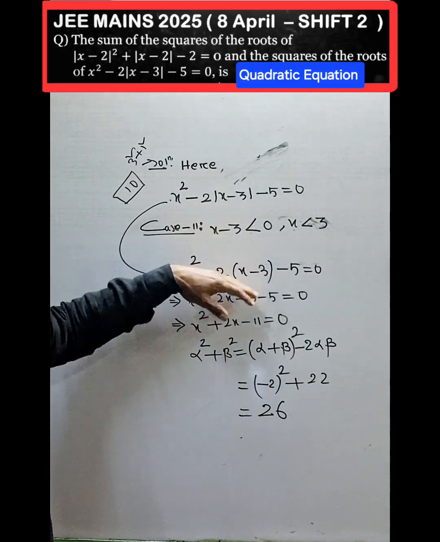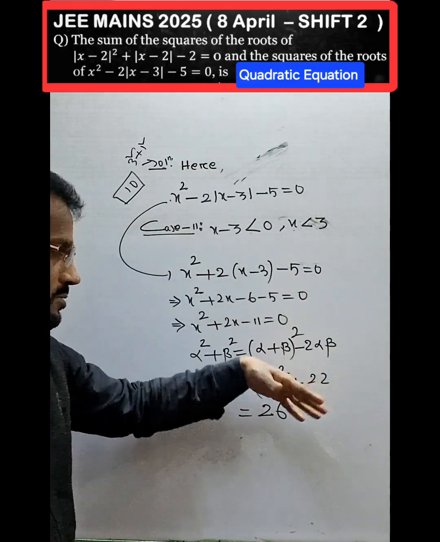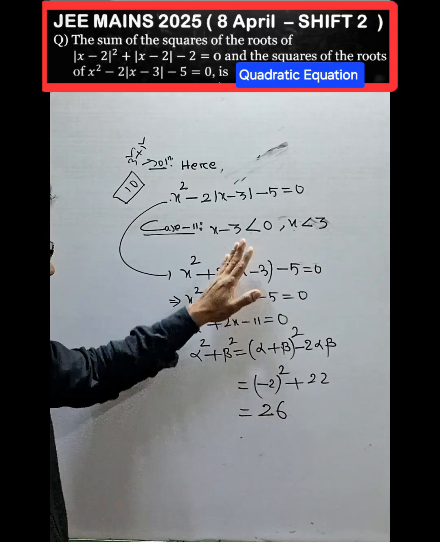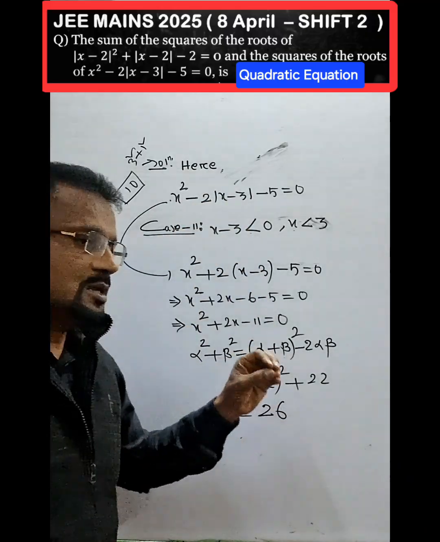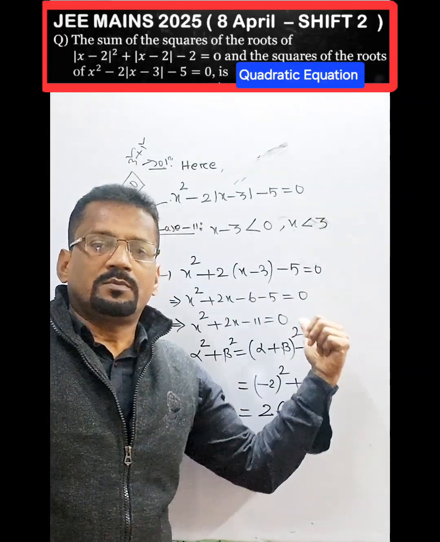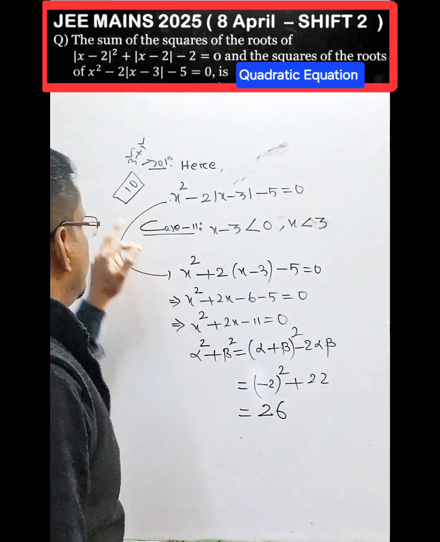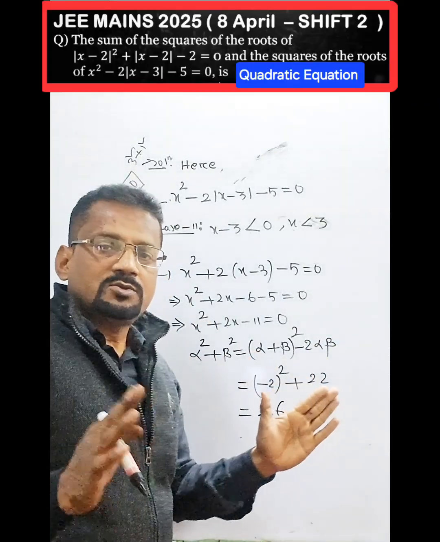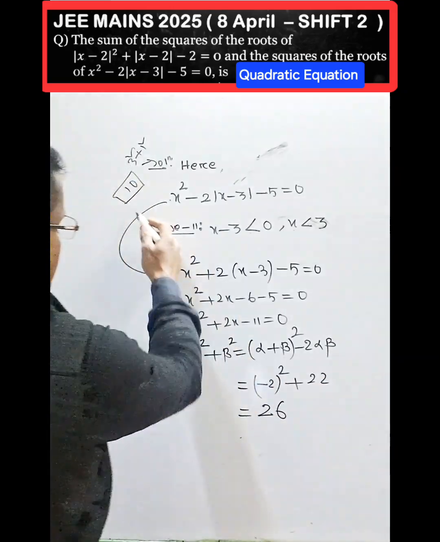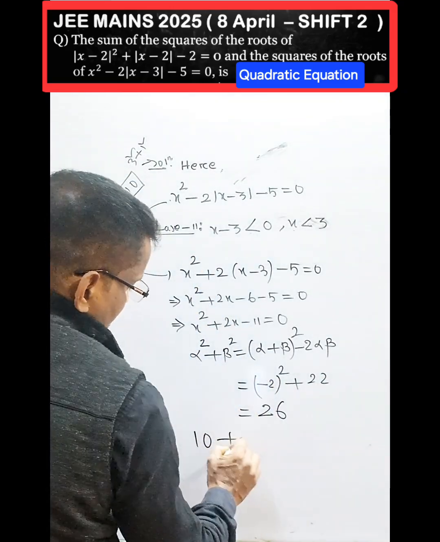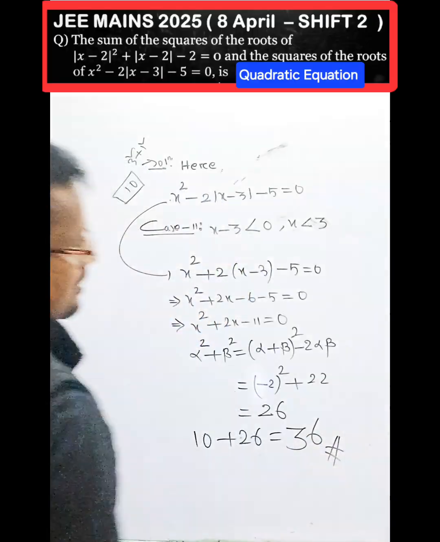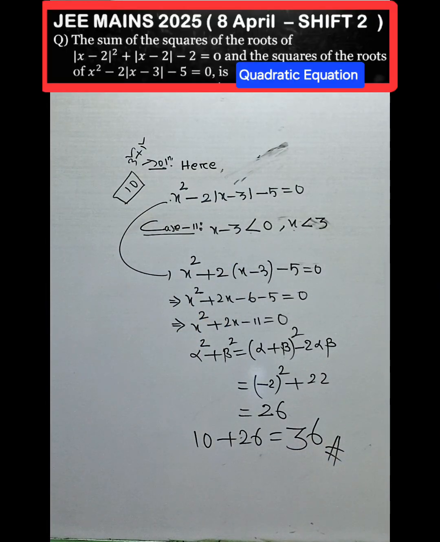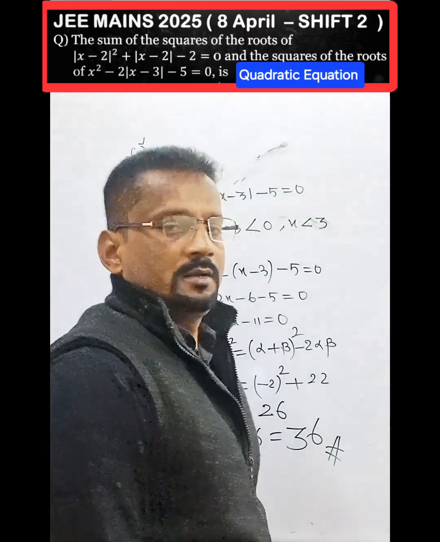Under case 1, the solution is not accepted, as already explained. So the sum of the squares of roots for this equation is 26, and for the first equation it is 10. Then the sum of the squares of all the roots will be 10 plus 26, which equals 36. That is the correct answer. You see, B is the correct option given. Thank you.